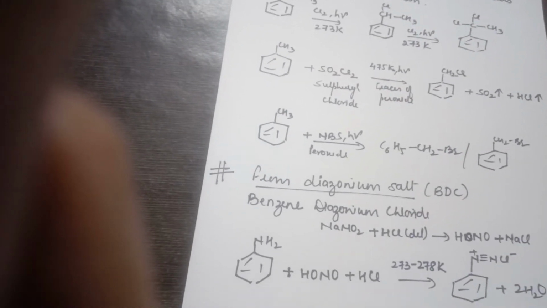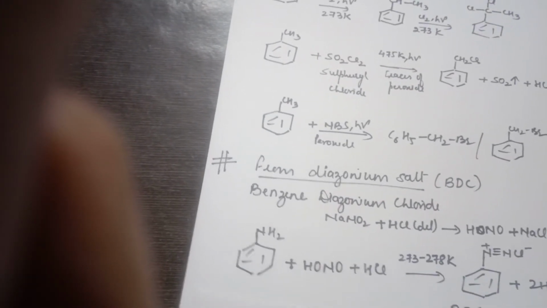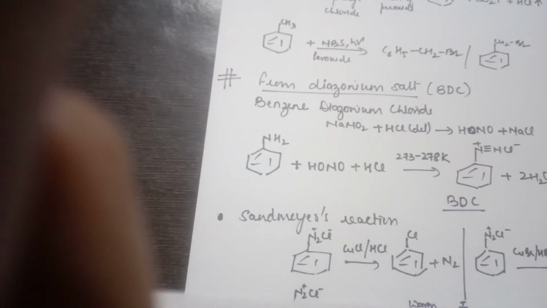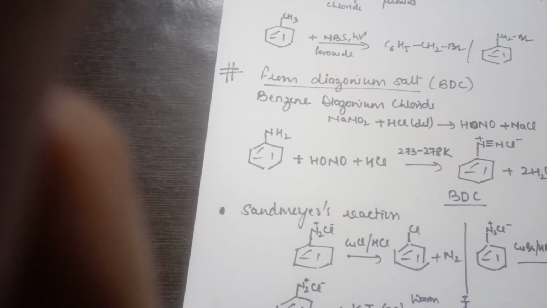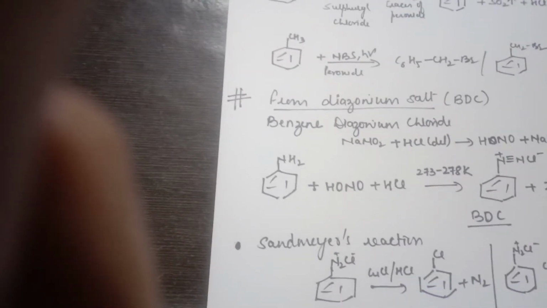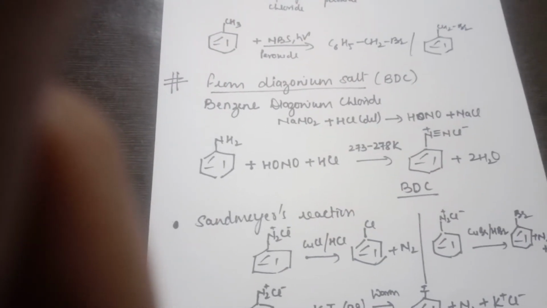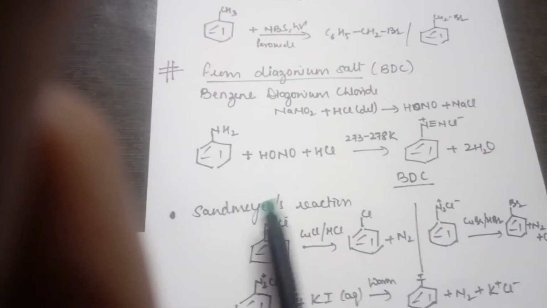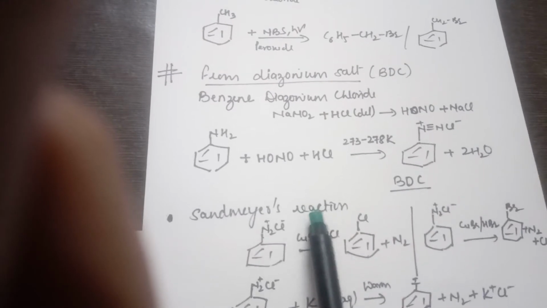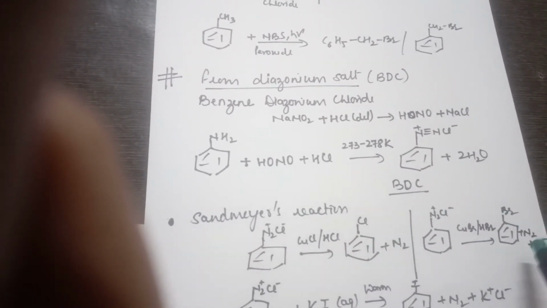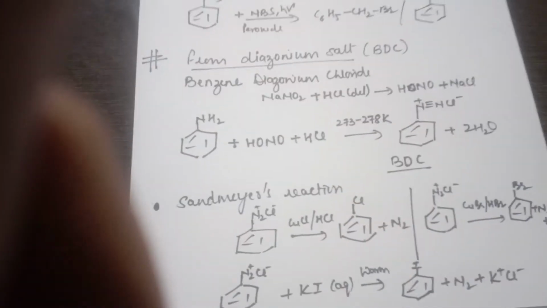Now I'll continue with the same, but before that, the preparation of haloarenes. For that, I'll discuss some important naming reactions with you. And in that important category of naming reactions, we have Sandmeyer's reaction. Sandmeyer's reaction is a very important reaction which is used generally for the preparation of chlorobenzene, bromobenzene, and iodobenzene.